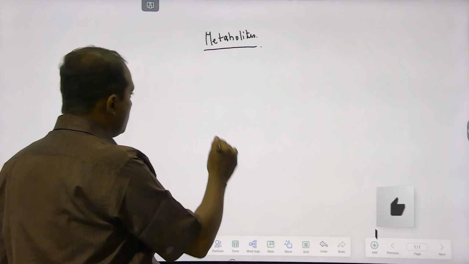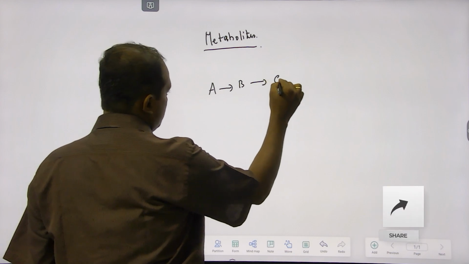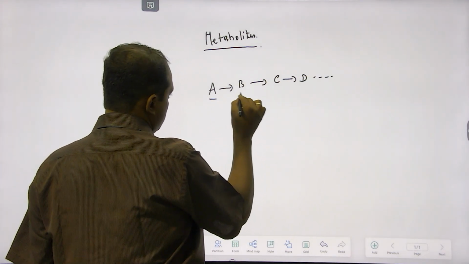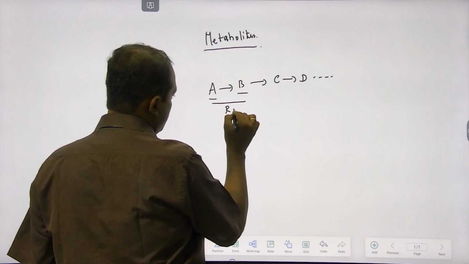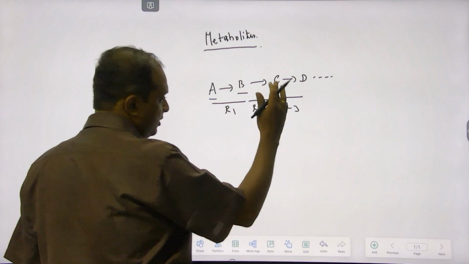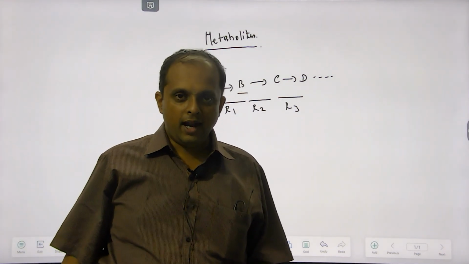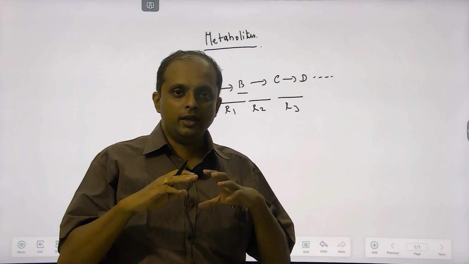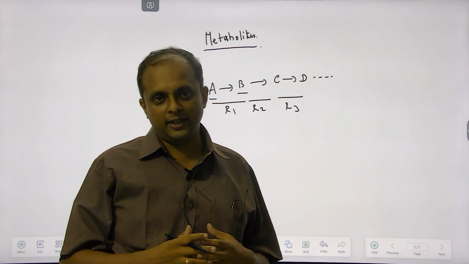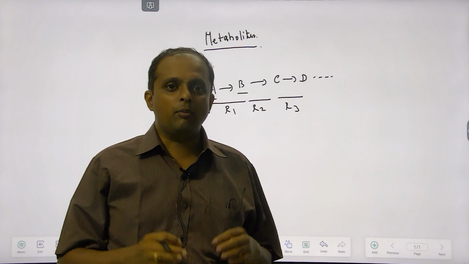So what is a biochemical reaction? You have a reaction A to B, B giving rise to C, C giving rise to D. So this keeps on going. This is called a substrate. This is called a product, which is part of reaction 1. Then you have simultaneously reaction 2, reaction 3 getting linked in a sequence. So this is what is called a biochemical reaction, and the entire biochemical reaction taking place in a cell is what is called a metabolic reaction, or in simple terms, metabolism.